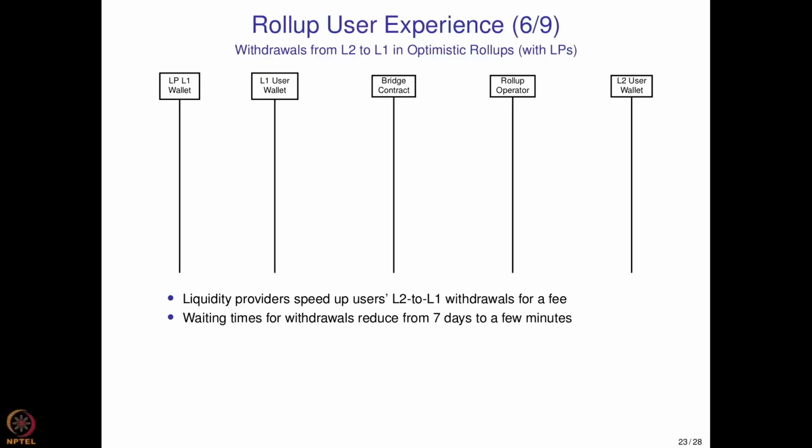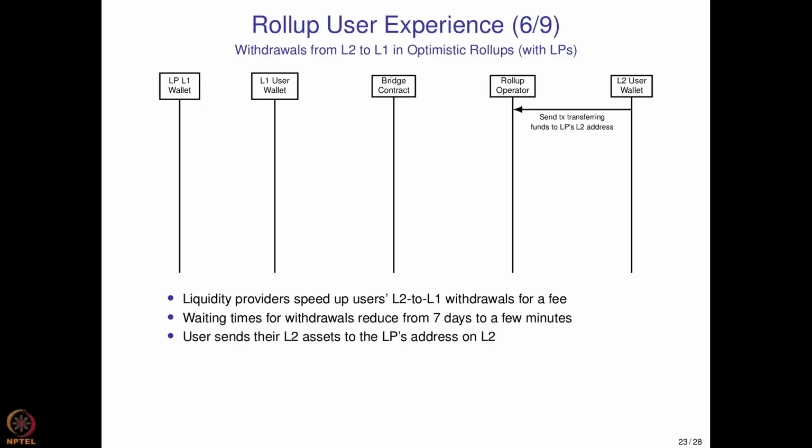So instead of waiting for 7 days, suppose I am in a hurry. I want my tokens, or ether, which is on layer 2, on layer 1 immediately. Then you are willing to pay some fees for that speed up. Then the liquidity provider will reduce the withdrawal times from 7 days to a few minutes.